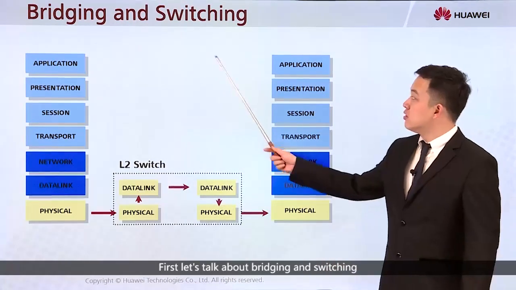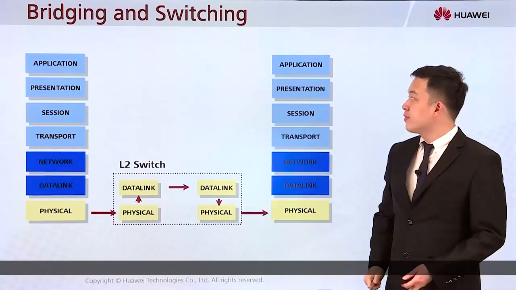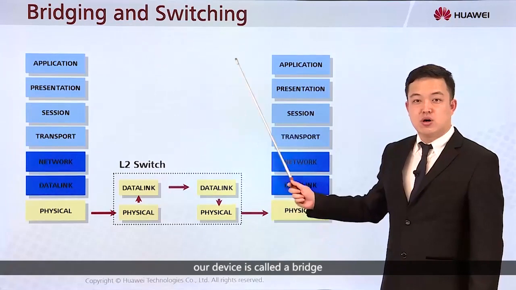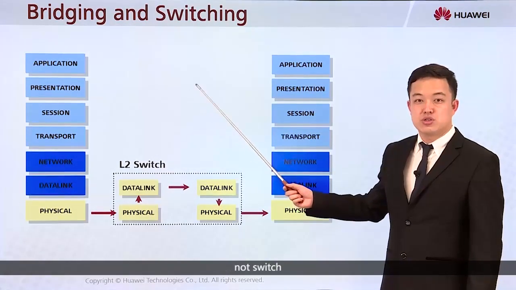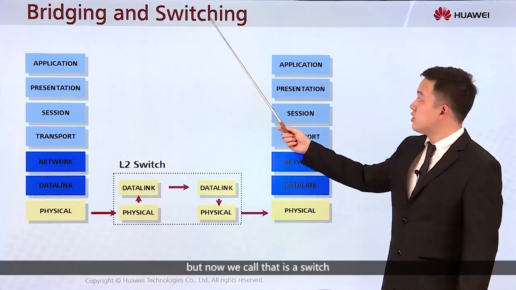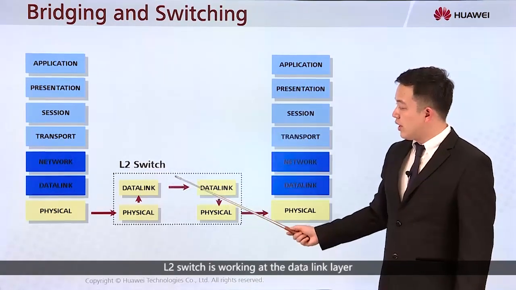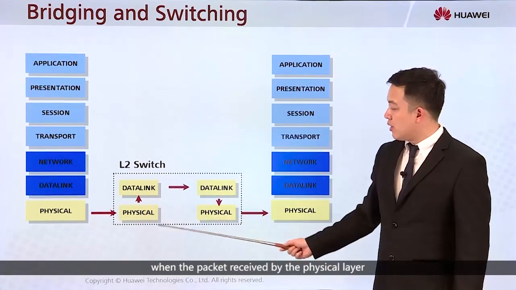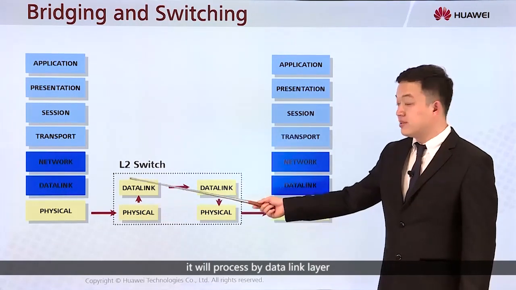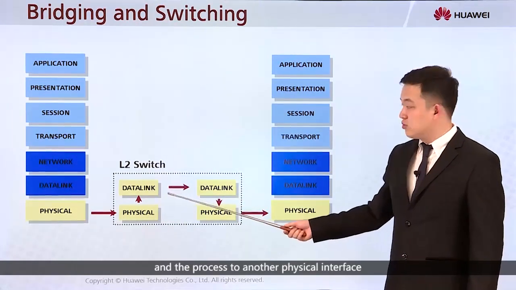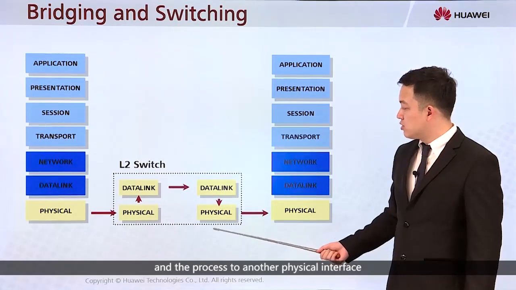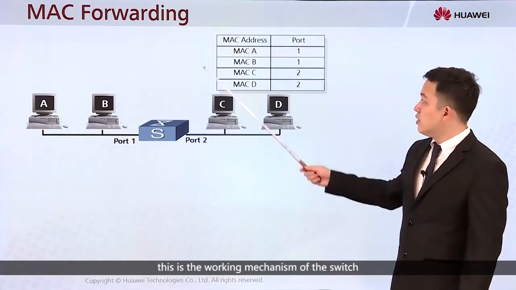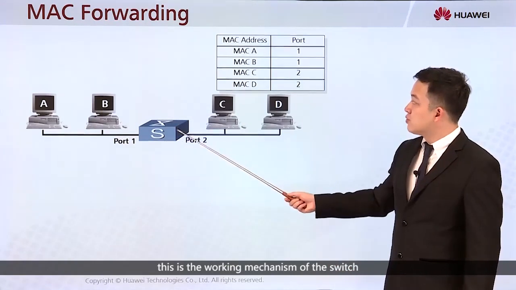First, let's talk about bridging and switching. Actually, in the past, our device was called a bridge, not a switch. But now we call it a switch. An L2 switch works at the data link layer. When a packet is received by the physical layer, it is processed by the data link layer and sent to another physical interface, forwarding to another host. This is the working mechanism of the switch.